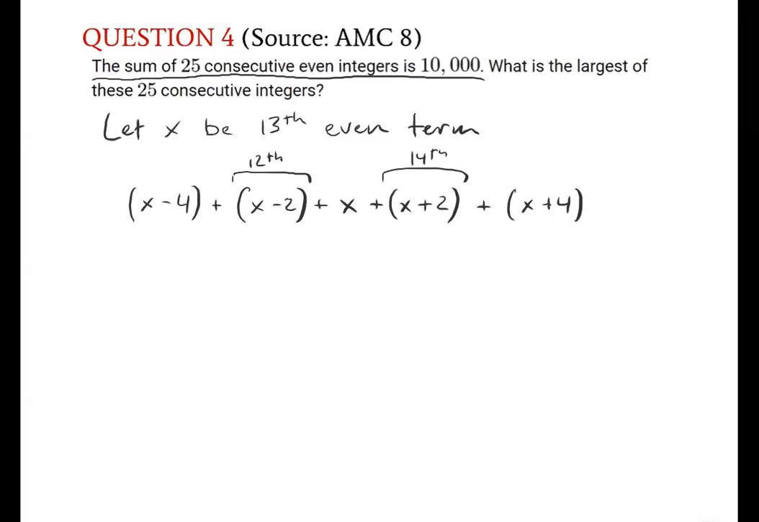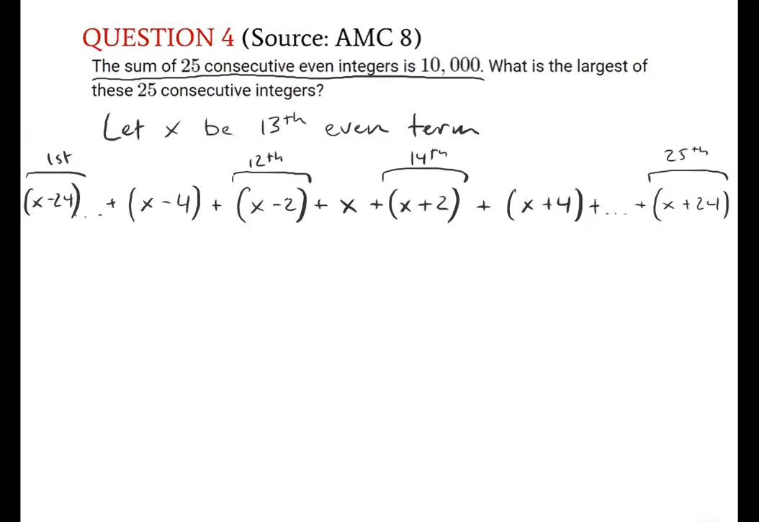So we're adding in increments of 2 because we want to find the sum of 25 consecutive even terms. So we're not counting the odd terms, we're just skipping over them. And then we're going to add this all the way up to x plus 24, and this will be your 25th term. The same thing on the other side, but negative. This is your first term.